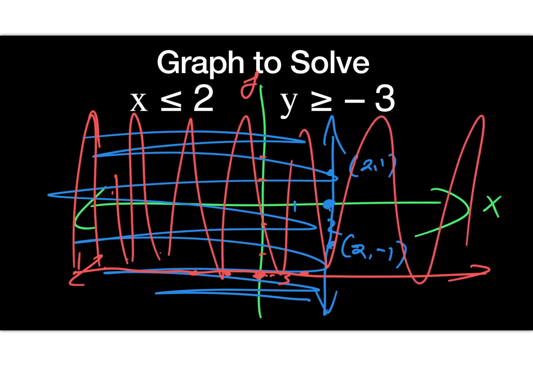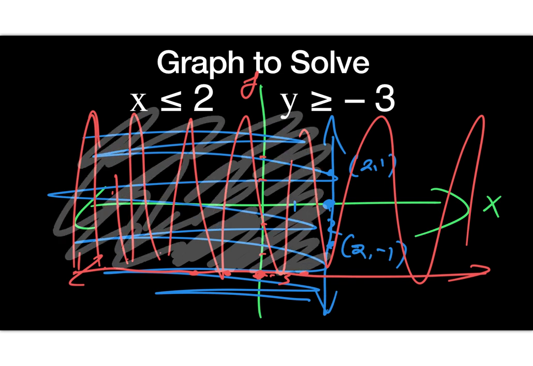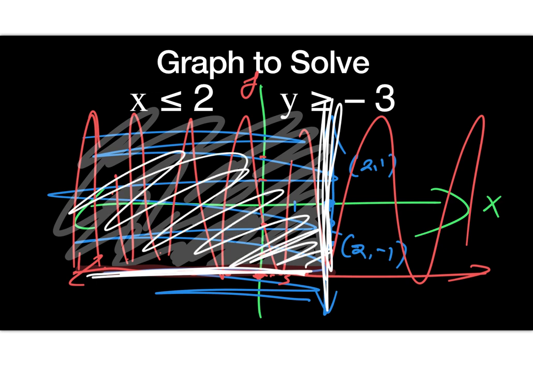Resulting in my region up here, all the way back to here. All of this is double shaded, from this line and this line. All over here, however you want to double shade that up.